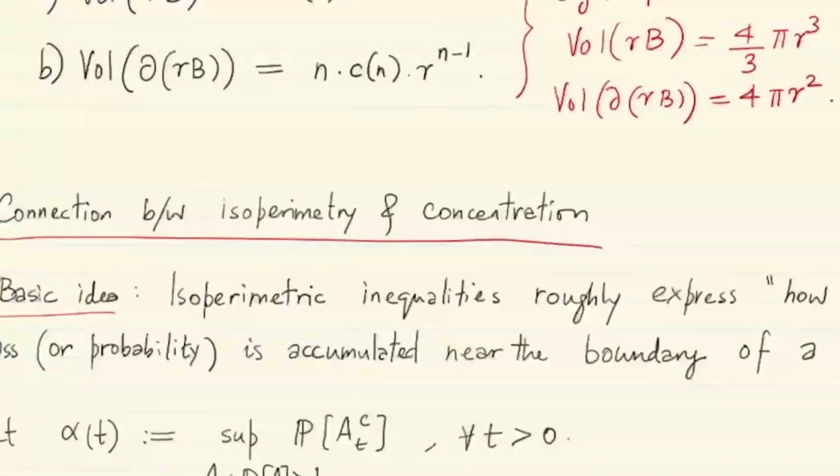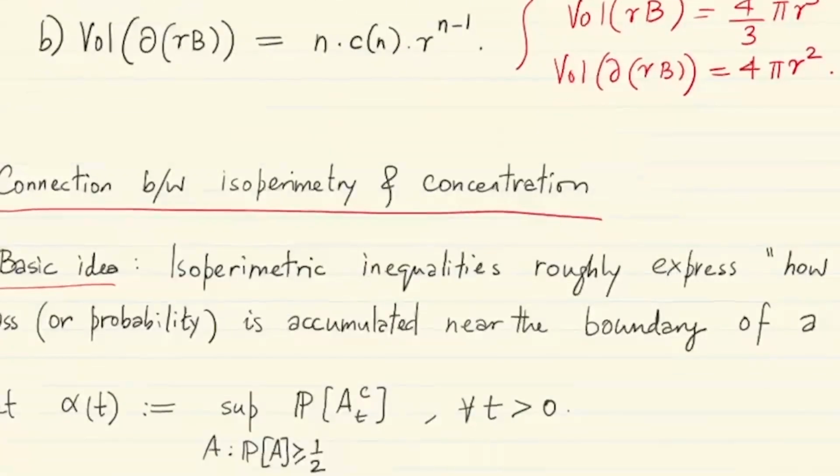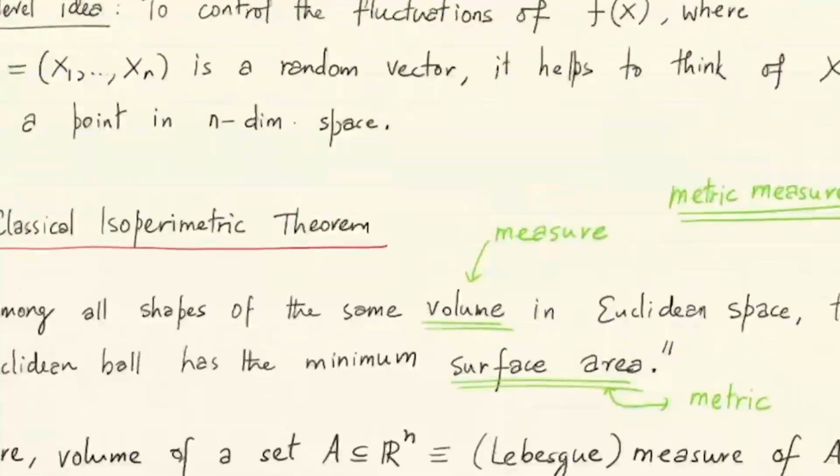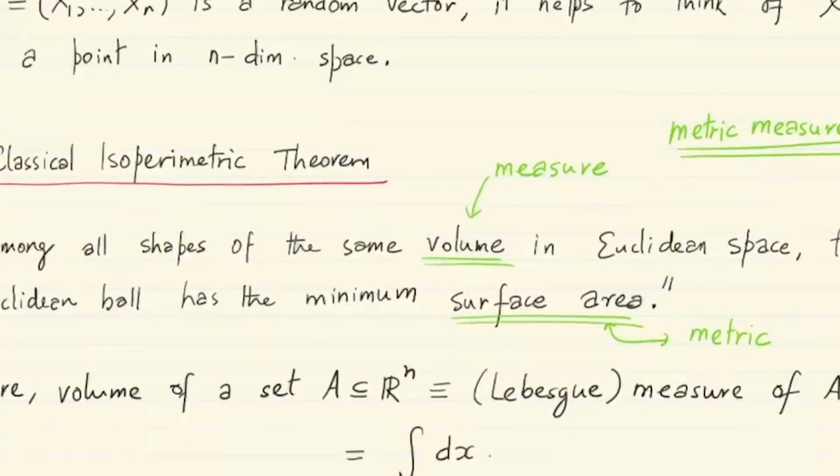What is the connection between such isoperimetry statements and concentration of measure inequalities? The basic idea here is that isoperimetric inequalities in a critical way tell us exactly how much mass or probability is accumulated near the boundary of a set. Okay, so that's what an isoperimetric statement is really trying to say. For instance, the classical isoperimetric theorem is basically saying that the sphere has a certain distribution of mass on its boundary, which is optimal compared to any other body with the same volume.